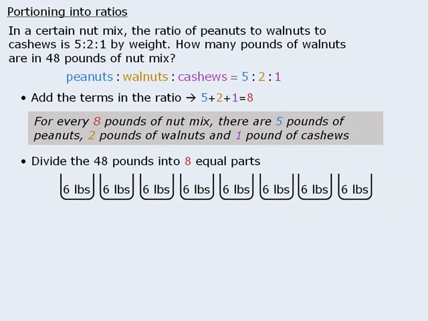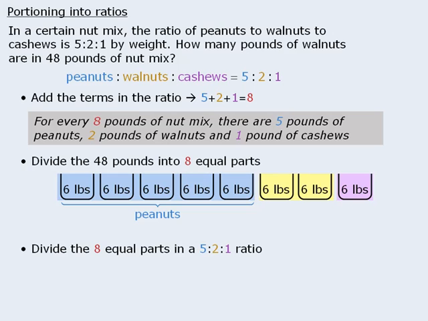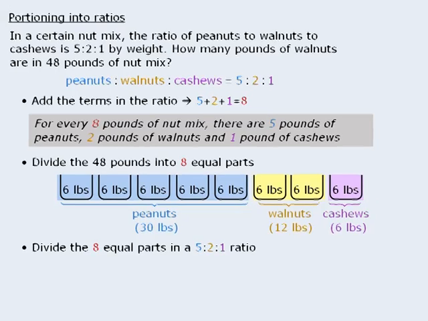At this point, we divide the 8 parts into the target ratio of 5 to 2 to 1. Once we do this, we can assign 5 parts to peanuts, 2 parts to walnuts, and the last remaining part to cashews. This means that in 48 pounds of nut mix, there are 30 pounds of peanuts in the mix, 12 pounds of walnuts, and 6 pounds of cashews.